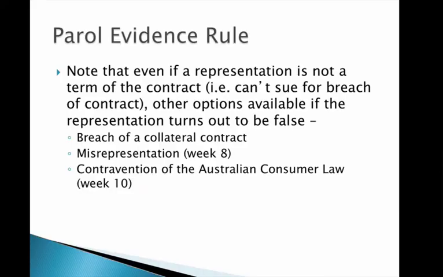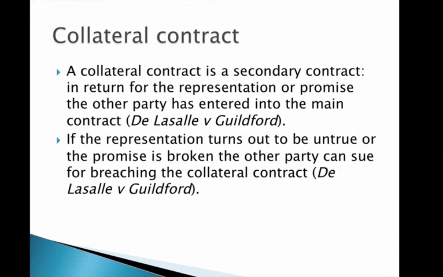Now note, just because a representation doesn't become a term of the contract doesn't mean that there aren't other options available to a party who gets harmed by this. There are issues around consumer law, which we're going to come to in week 10. We've looked briefly at misrepresentation in week 8. And now we're going to move on to a third of those areas where something is open, even if it's not a term of the contract, which is a collateral contract.